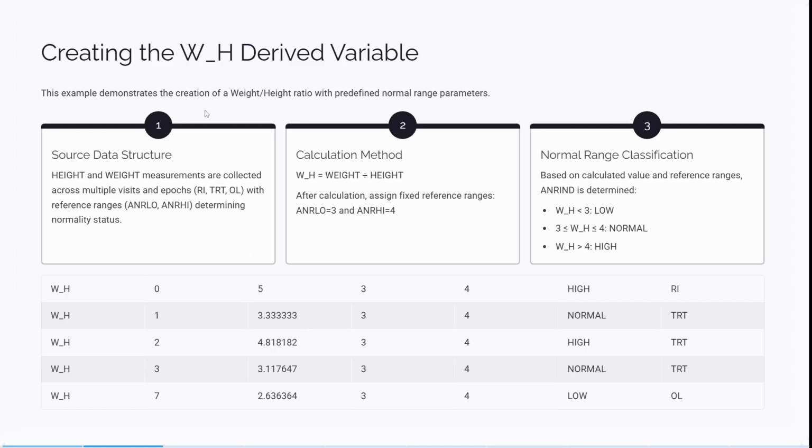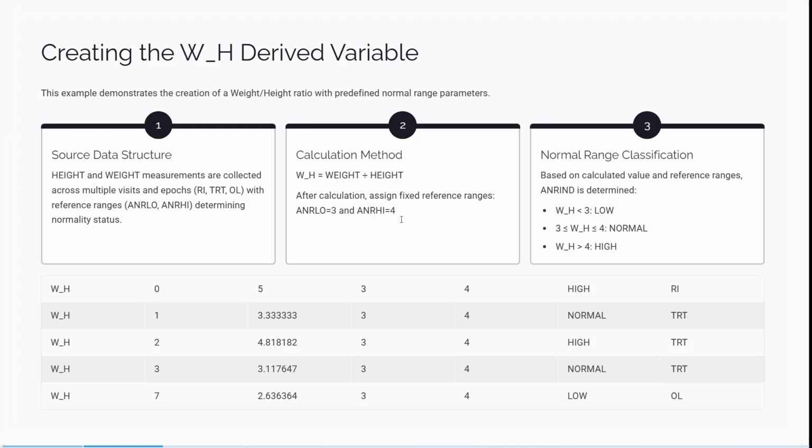This example demonstrates the creation of the weight/height ratio with predefined normal range parameters. The source data structures, height and weight measurements, are collected across multiple visits and epochs. So we'll have run-in, treatment, and open label with the reference ranges, analysis range lower and higher, determining the normality status. The calculation method is weight divided by height, and after calculation assign the fixed reference ranges.